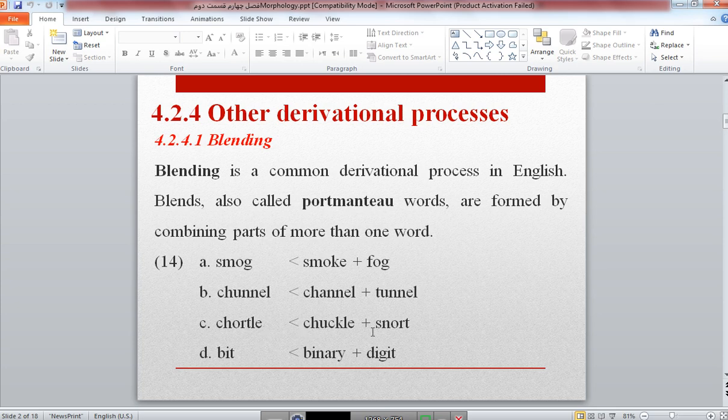Chuckle and snort, chortle. You see also bit, binary digit. You see here, these are a kind of blending because we blend some part of the first word and some part of the second word. Maybe the first part of the first word and the last part of the second word. We produce a kind of word, we call it blending or portmanteau. Smog, you see here the examples.